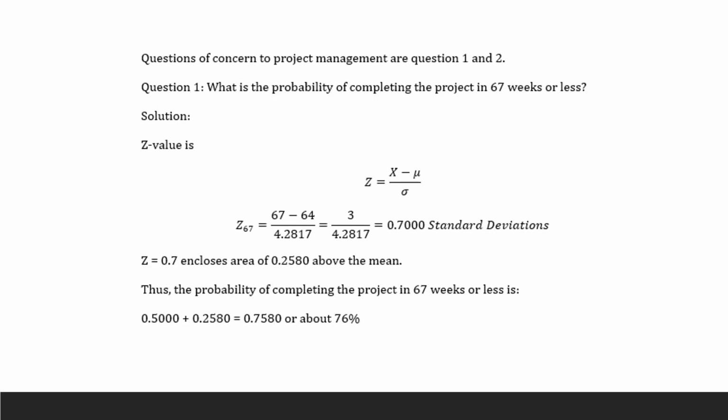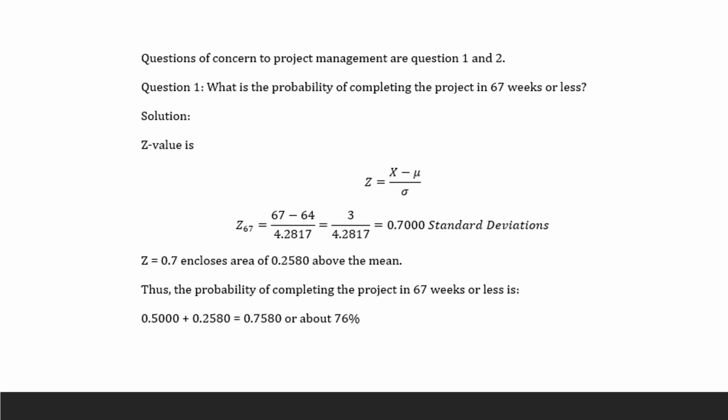All right, so now questions. Here are questions of concern to project management. Questions 1 and 2 we've got. So let's start with 1. The very first question is asking what is the probability of completing the project in 67 weeks. Okay, give me the percentage that it can be done in 67 weeks.